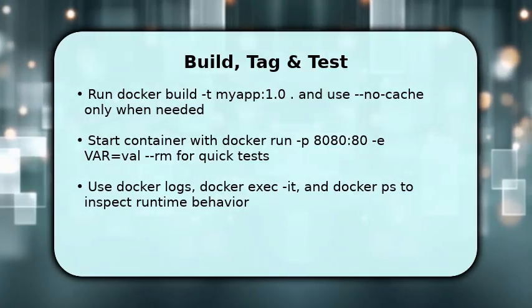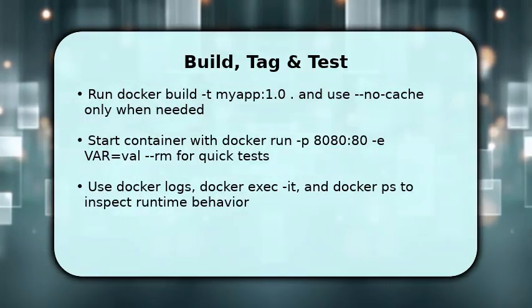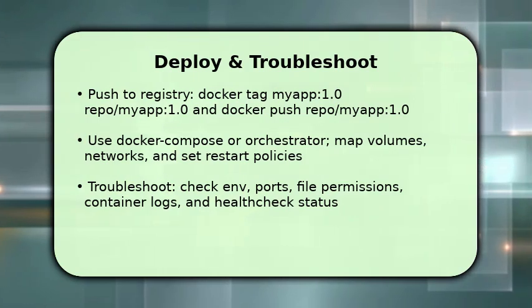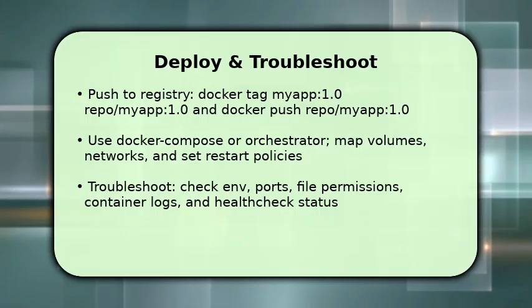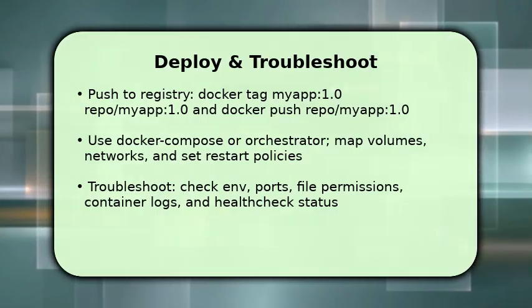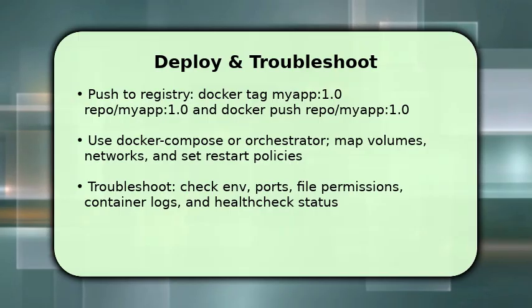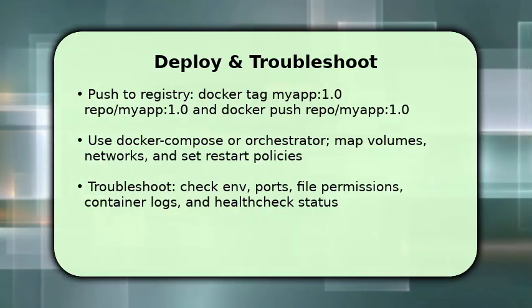You finish by tagging and pushing the image to your registry, then deploying with Docker Compose or your orchestrator of choice. Make sure volumes and networks are configured and restart policies set. Once deployed, confirm the service reaches healthy state and responds on intended ports.